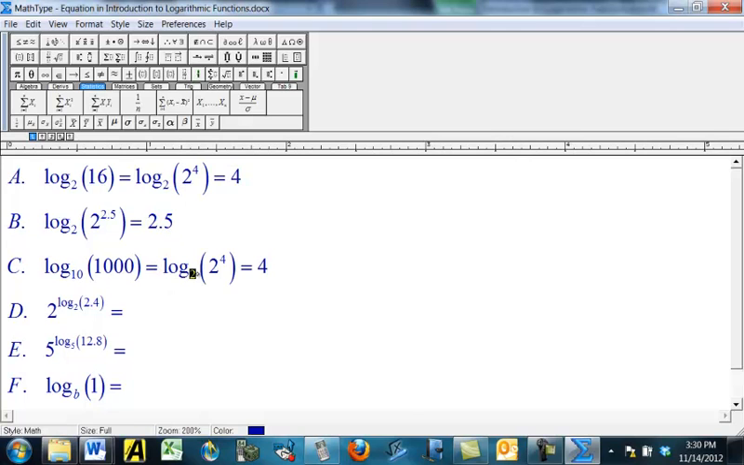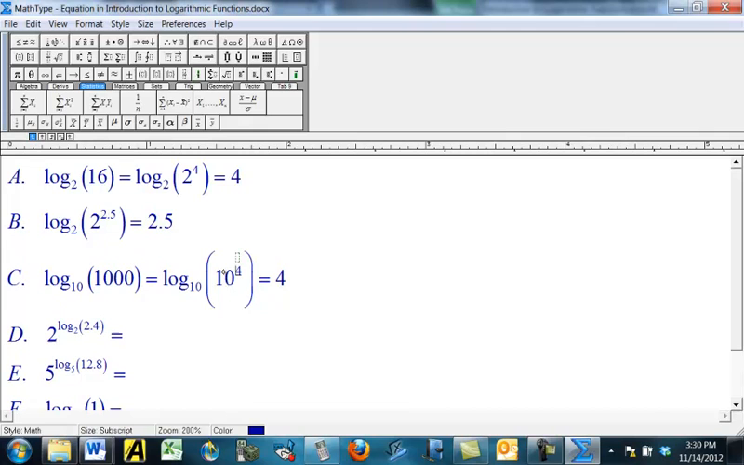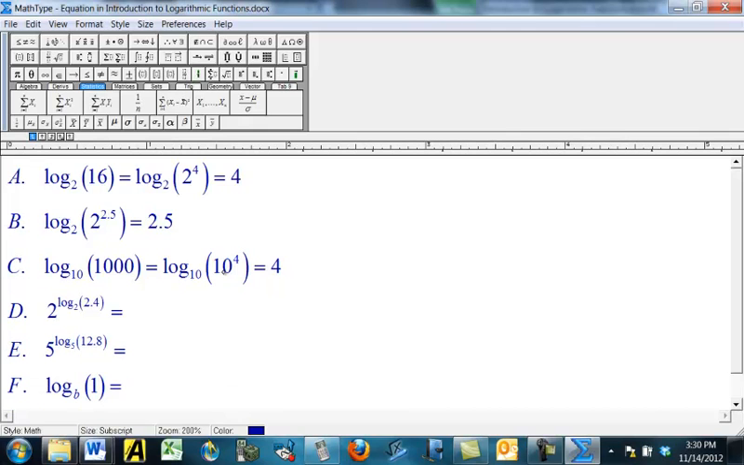The next one is log base 10, so I need to write this as 10 to a power, and of course I think we can easily see that that is 10 to the third power, so the answer is 3. They cancel each other out. Likewise, here the bases are the same, so they cancel each other out, leaving 2.4. Again, they cancel each other out here, leaving 12.8.